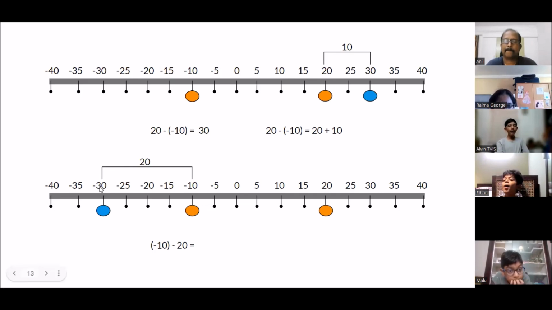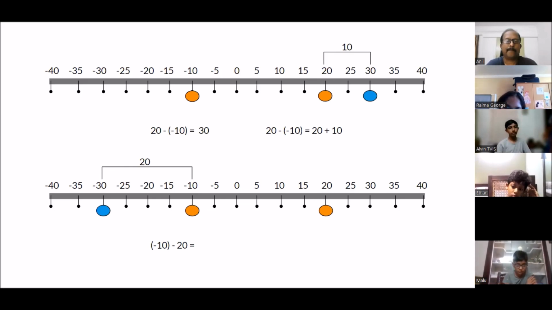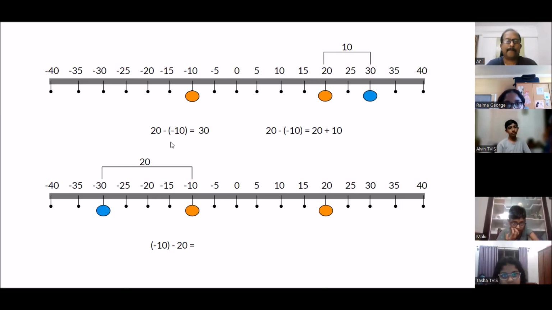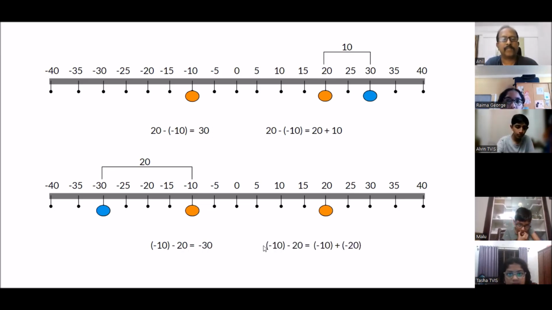Agree? So this is like 20 minus minus 10. This is the opposite of that: minus 10 minus 20. You see 5 minus 2 and 2 minus 5. These are opposites. We learned this at the start, right? Like Malu told, this minus this is plus, and this minus this is the same value but minus. Okay.